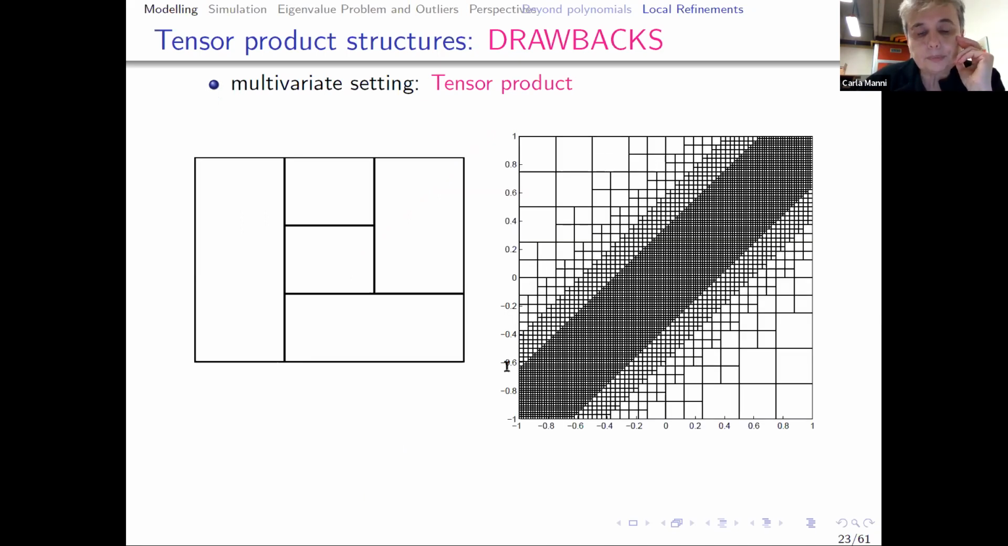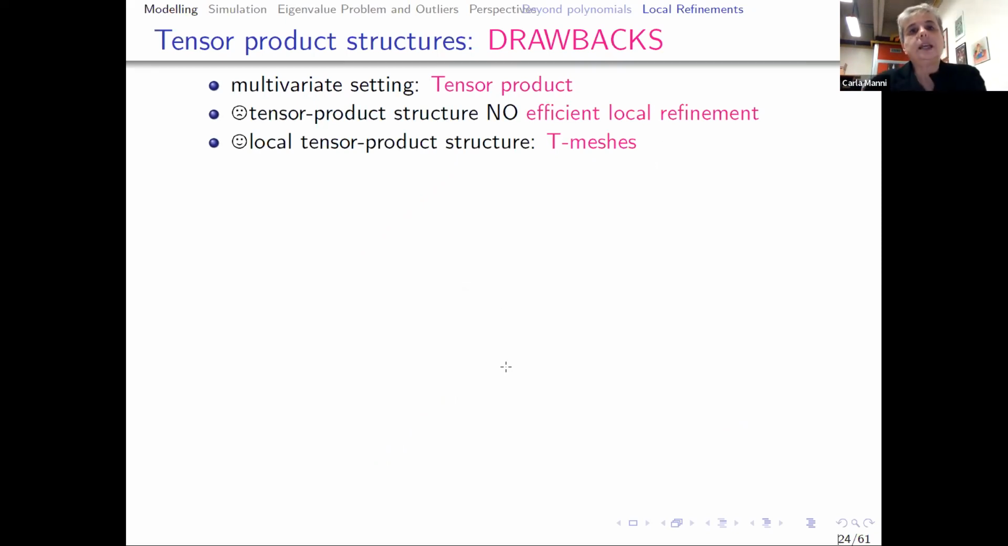Okay, and now, to conclude this introductory part: when we move to the multi-D setting, the easiest way is to use the tensor product structure. But of course, the tensor product structure has a serious drawback. If you have some feature in a given area and you need to refine, to keep the tensor product structure you have to refine everywhere. And this is not good in practical applications.